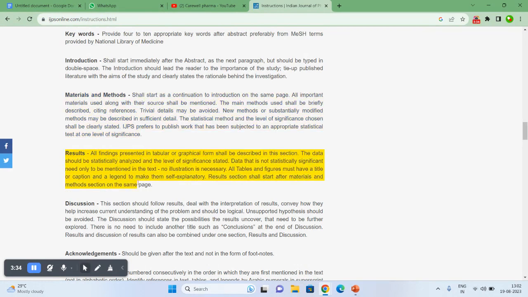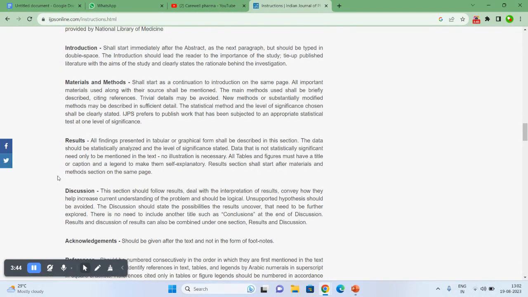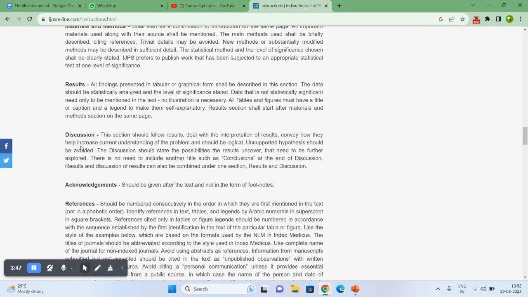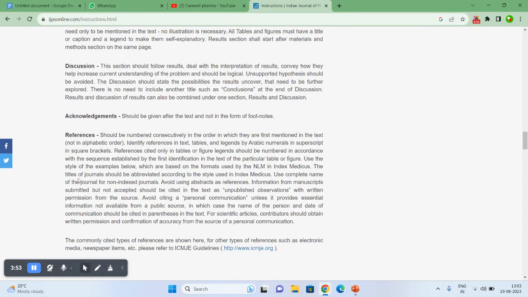Results, findings and discussions should be self-explanatory. The tables and figures should be well numbered and have a proper caption. The SI unit and CGS unit should properly be mentioned. The discussion part should clearly interpret what all the results are and what their interpretations are. Finally, the acknowledgement, if any, should not be in the form of footnotes. Footnotes are basically small notes at the bottom of the page.